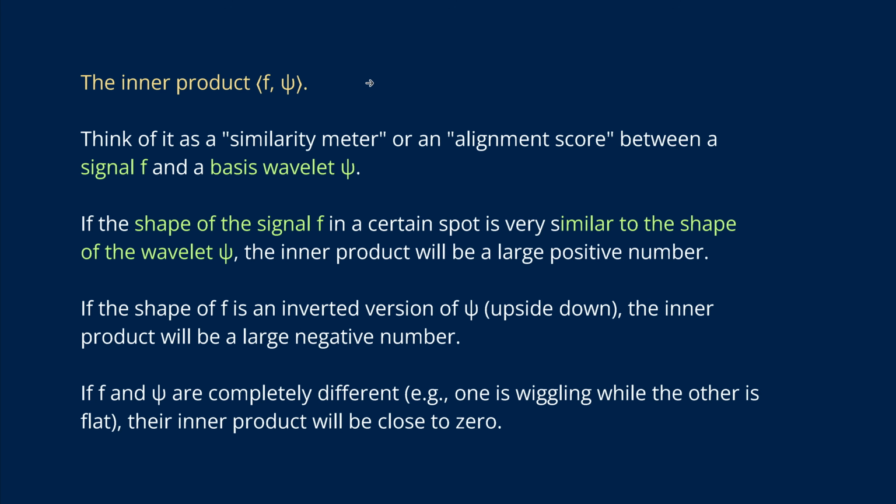You see how important it is to understand here the inner product. Think of it, if you're not familiar with mathematics, as a similarity gauge or as an alignment score between your signal that you are interested to examine and your basis wavelet phi. Just think about it. If the shape of this new foreign signal f in certain spots is very similar to the shape of the wavelet that you know, the inner product will be a large positive number. If it's inverted, you will have a large negative number. But if those are completely different, then the inner product will be close to zero. So you see, we have a very simple mathematical formula that gives us here a similarity measure in the Hilbert space that was up until now only doable, if you want, in a simple vector space.